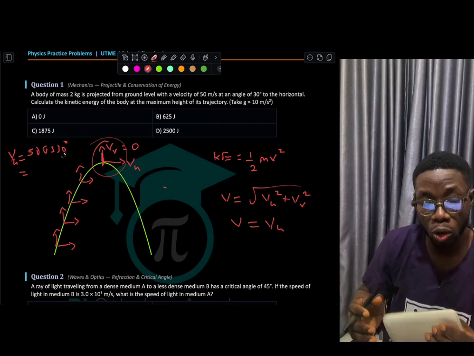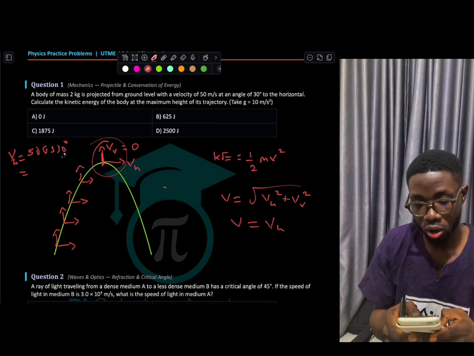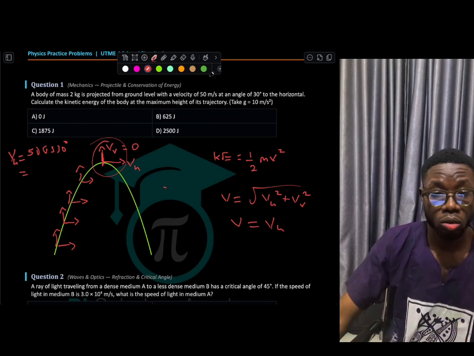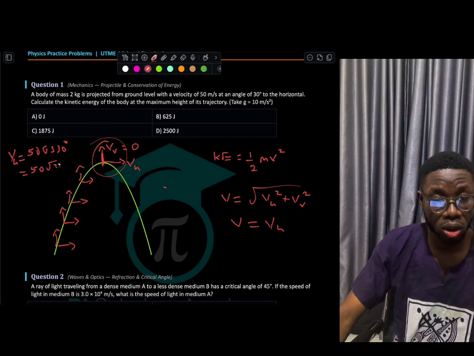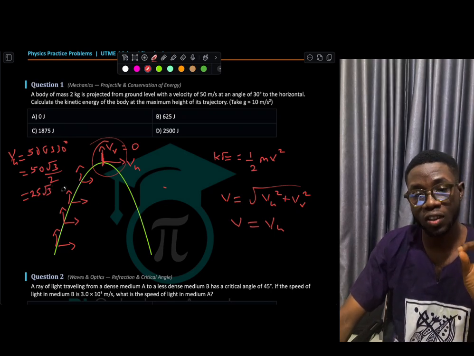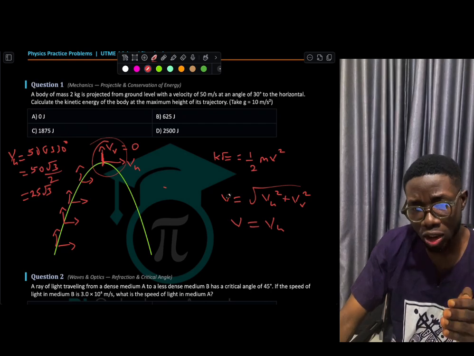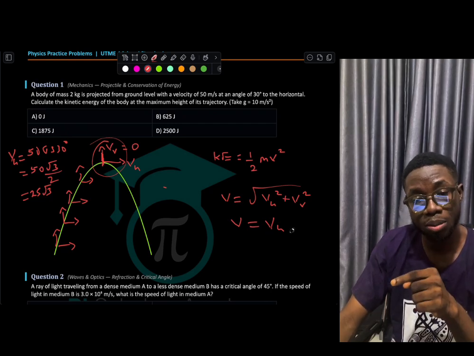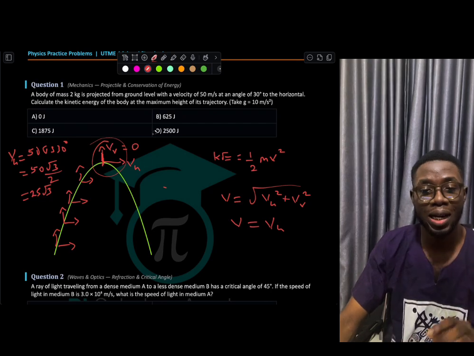That will be 50 times 0.8660. So let me quickly press that, cos 30. Or I could just use 50 root 3 over 2. So that would be 25 root 3. That's the horizontal component of the velocity. And since, like I said, the magnitude of the velocity will be the same as the magnitude of the horizontal component of velocity when we are at maximum height.